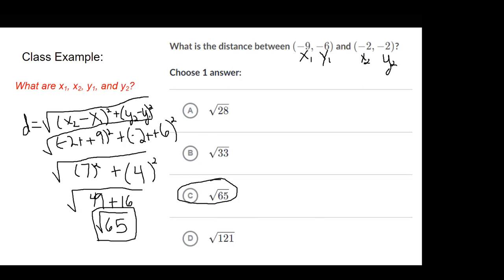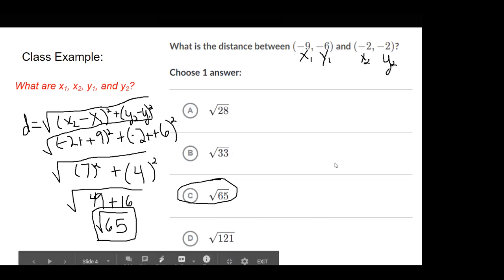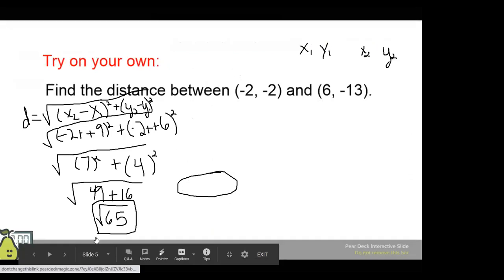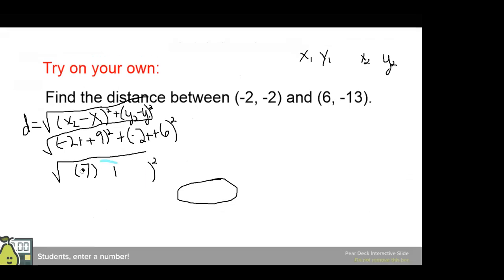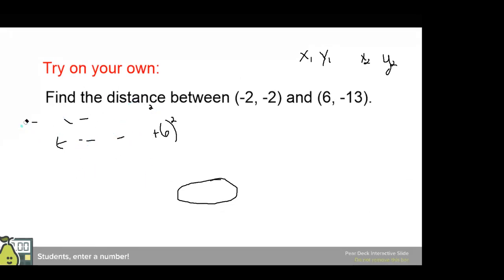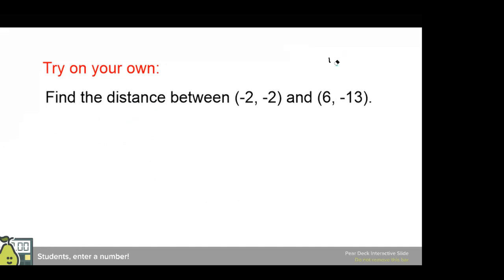Okay, let's keep on going. Is there a pear deck for us to follow along with? All right. Miss M, did you try that? Try to find the distance between these 2 points on your own. Okay, take a couple minutes. We'll go over it, but just see if you can try to find the distance of these 2 points on your own.